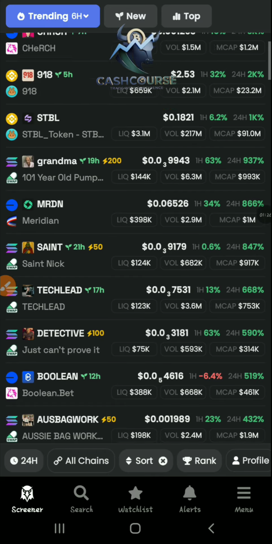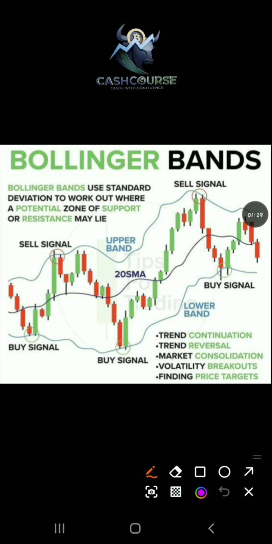So, what is Bollinger Band? Bollinger Band is a technical analysis indicator that consists of three lines: the upper band, the 20-period moving average, and then the lower band. This band helps to spot trend continuation, trend reversal, market consolidation, volatility breakout, and finding price targets.